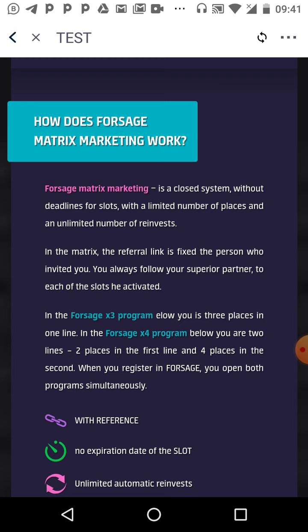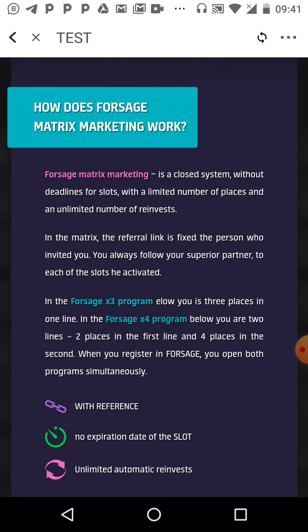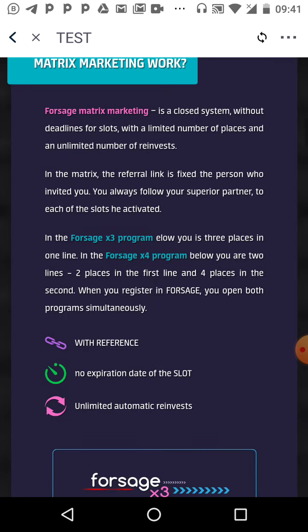But before then, what is Forsage? How does Forsage matrix marketing work? For some of us who don't know what Forsage is, Forsage matrix marketing is a closed system without deadlines for slots, with a limited number of places and an unlimited number of investments. In the matrix, the referral link is fixed. The person who invited you, his referral link is always fixed and is above you. So you always follow your superior partner to each of the slots he activated.